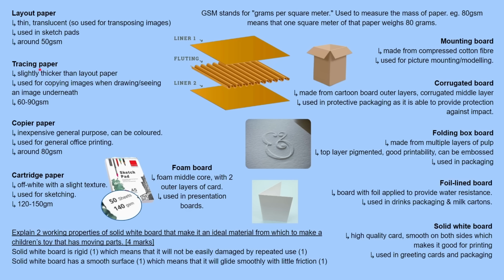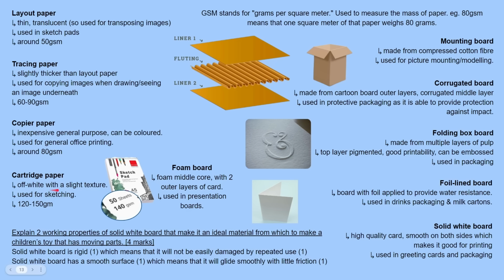Next up, tracing paper is slightly thicker than layout paper. It's used for copying images when drawing or seeing an image underneath. So in maths, for example, you would have used tracing paper. It's 60 to 90 GSM. Then copier paper is inexpensive, general purpose. It can be colored. So this is your standard A4 or printer paper. It's used for general office printing. It's around 80 GSM. Then cartridge paper is the heaviest.